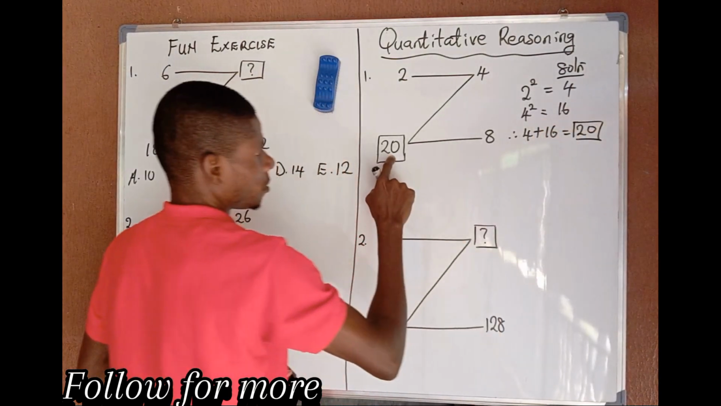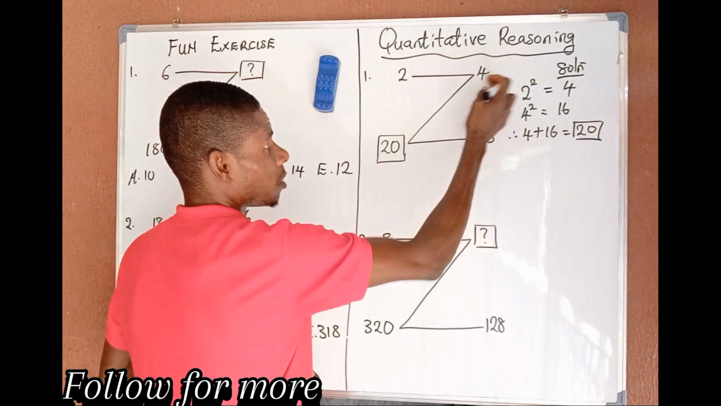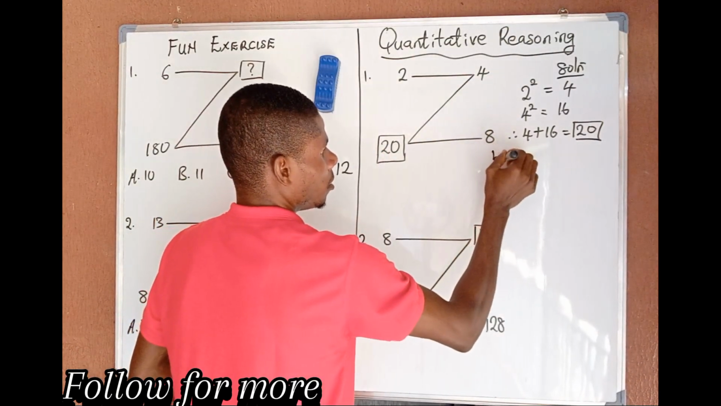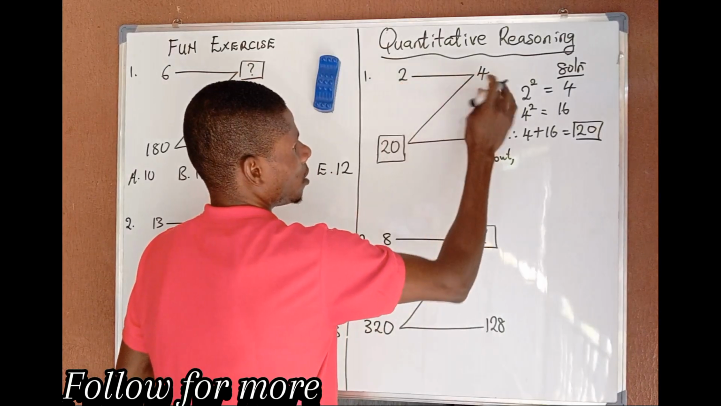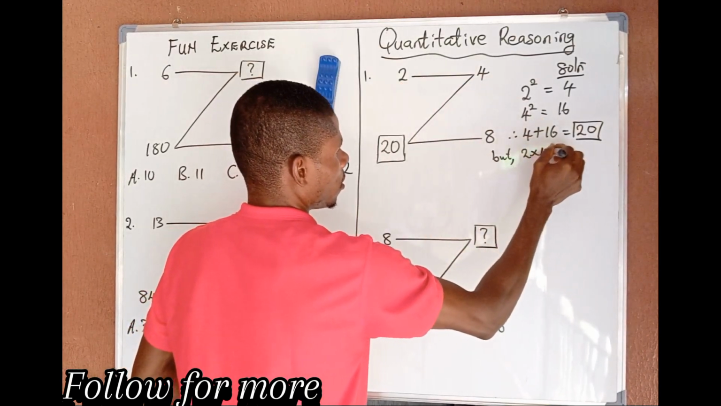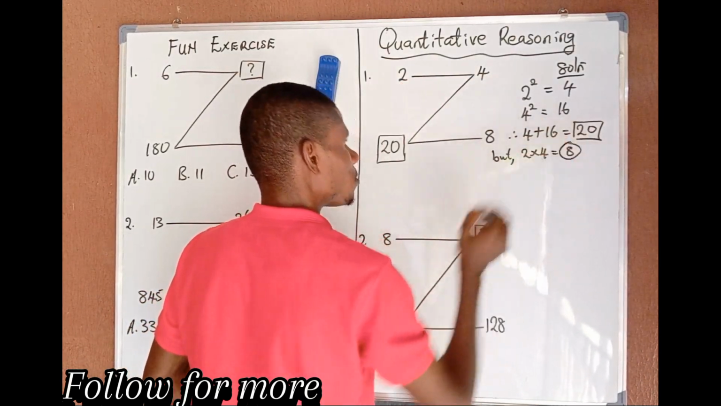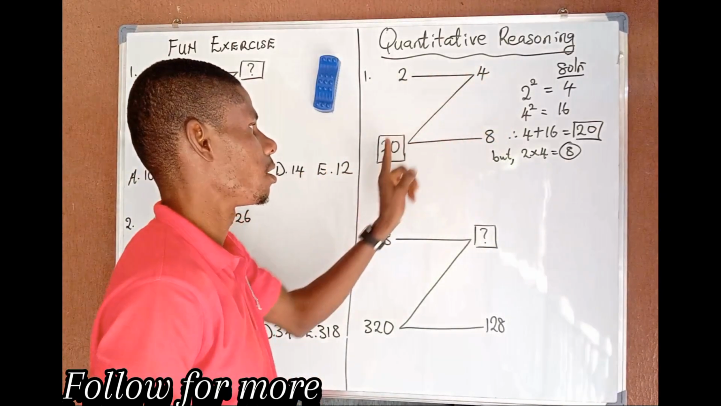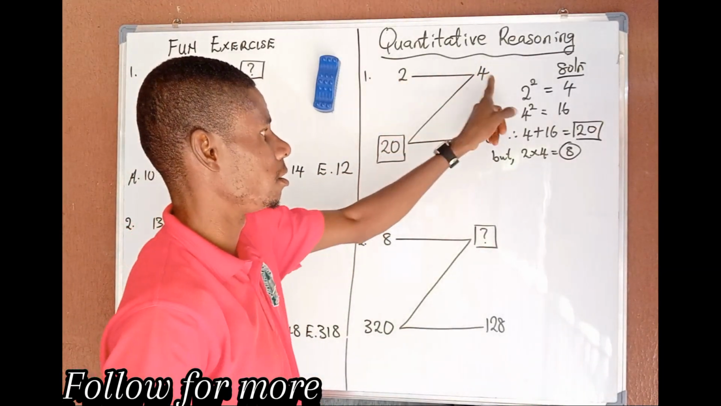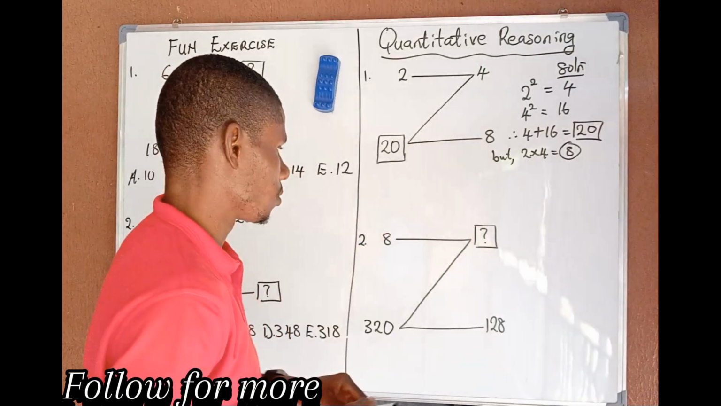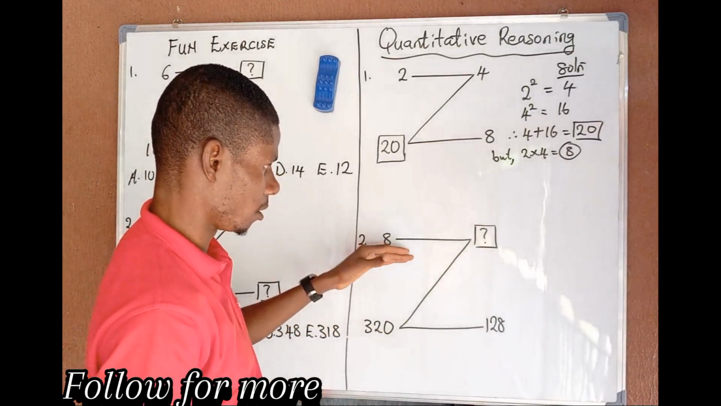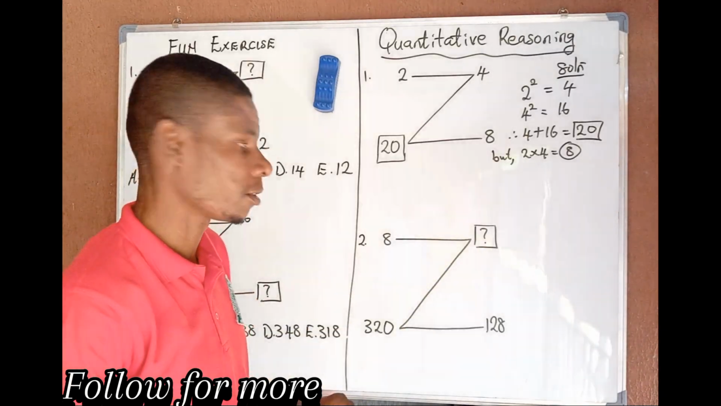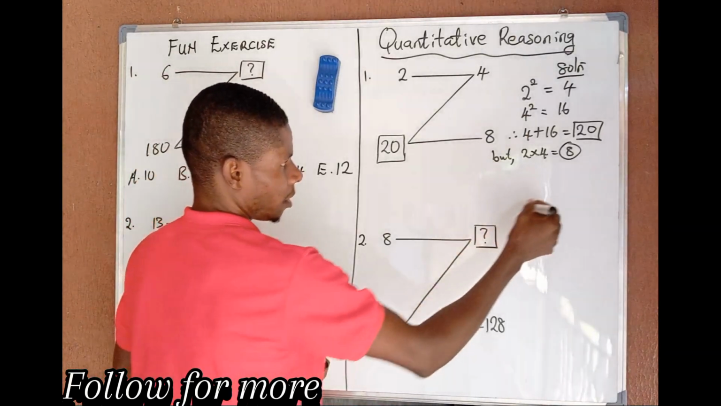And that is why we have 20 here. So this squared plus this squared will give us this. What about this? Okay, but 2 times 4 is equal to 8. So square this, add it to the square of this, that will give us this. If you multiply this by this, we get this. So here we have a question mark in the box. So we are left with a question mark in the box to find what it is.